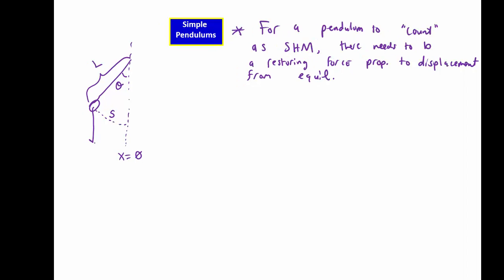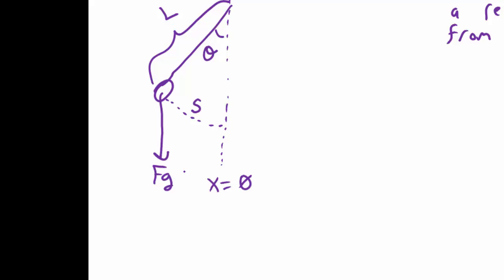Well, I know that the force of gravity is going to be pulling vertically straight downward. And if I take a look at what's actually acting in the direction of this arc length displacement, that would only be the x component of that gravitational force. Now as I pull it back farther and farther, as I pull it back at a higher angle, that gravitational force component responsible to restore the pendulum back is going to increase as well.